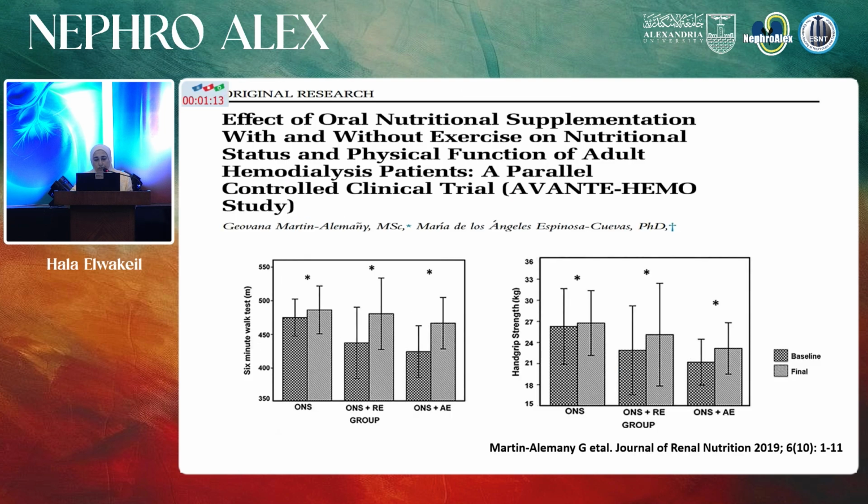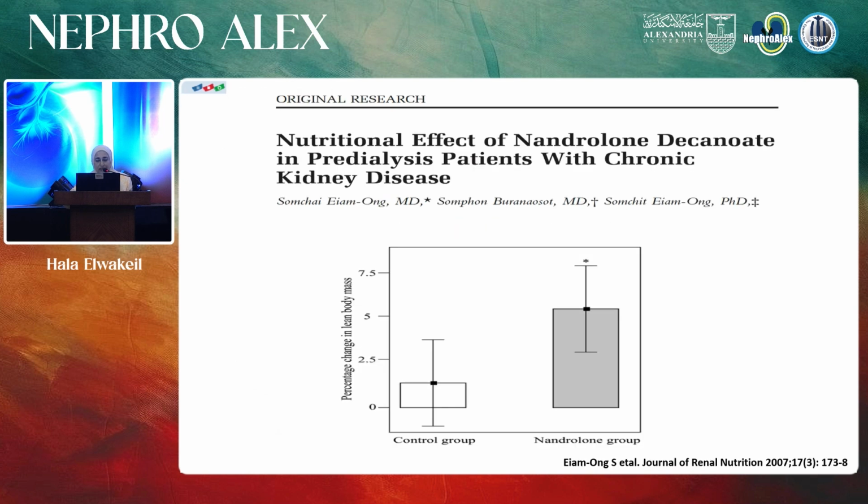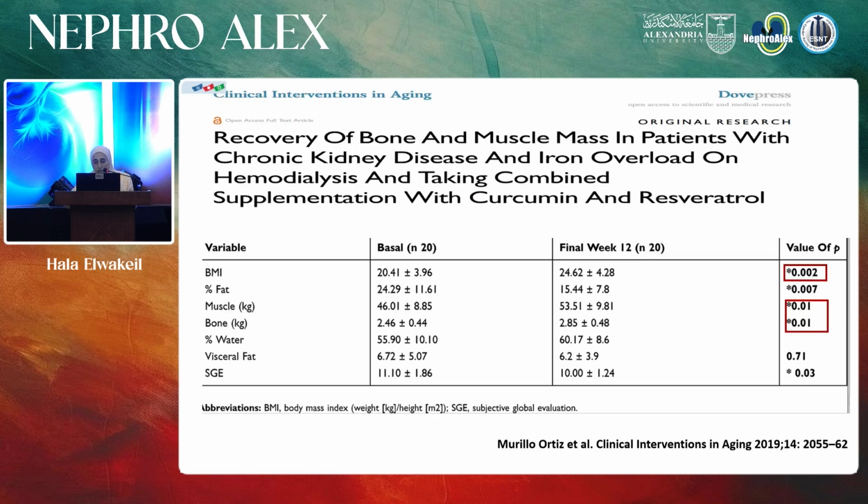Oral nutritional supplements gave good results for our frail patients, and this was shown by the improvement in the 6-minute walking test and muscle strength, but the effect is more profound when they are added to the exercise. The anabolics give a good increase in the body mass index, but because of their side effects, they are of limited value. The antioxidants improve the body mass index and increase the muscle and bone mass.